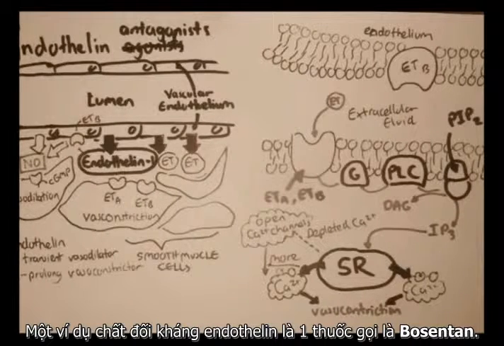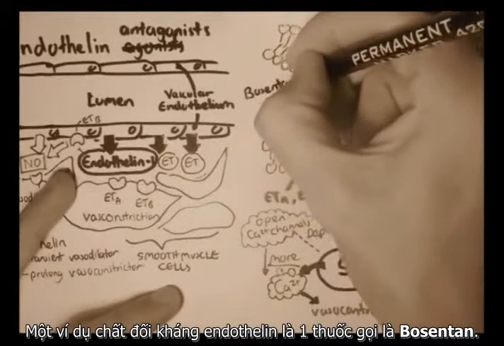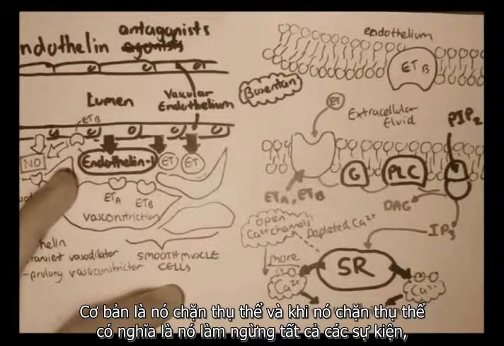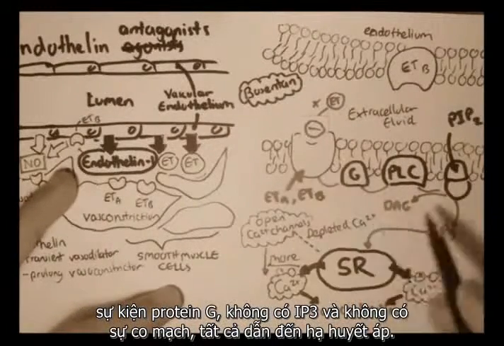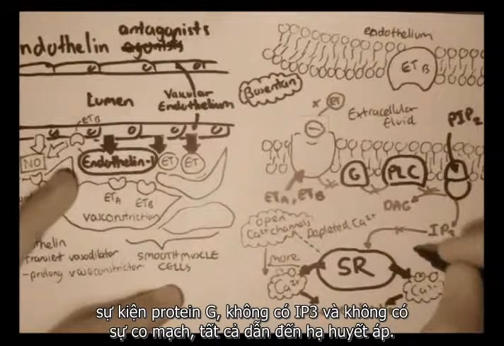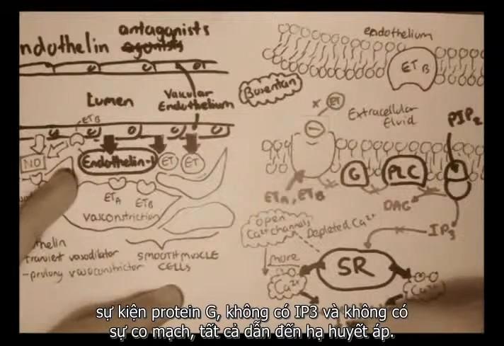An example of an endothelin antagonist is a drug called bosentan. What it does is it basically blocks the receptor. And when it blocks the receptor, it means that it blocks all the events, the G protein events, no inositol triphosphate, and no vasoconstriction, all of which decreases blood pressure.